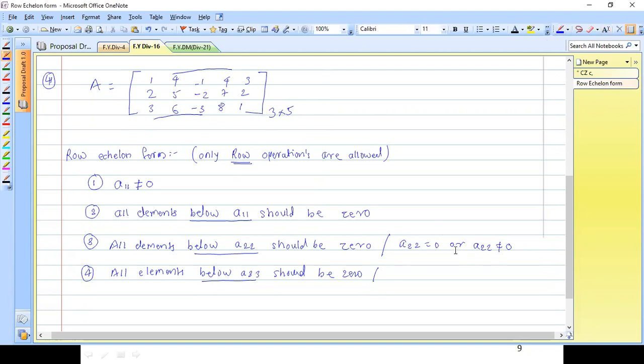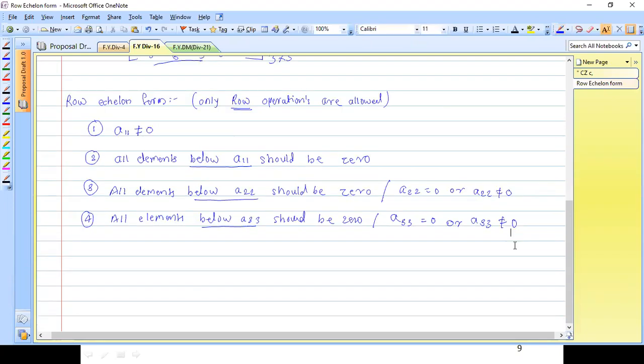When I talked about "or", what does it mean? Either it is 0 or non-zero, doesn't matter. We are not dealing with that, whether A33 is equal to 0 or A33 is not equal to 0. We are not worrying about that. What is the next statement? All elements below A44 should be 0. All elements below A55 should be 0.